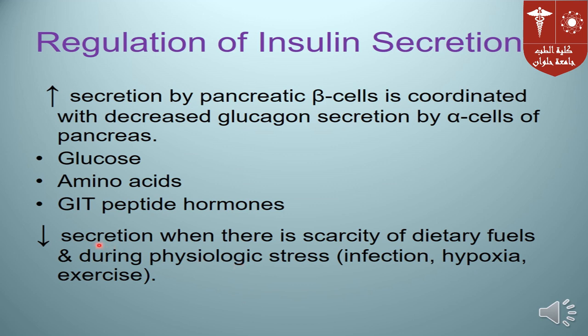So what decreases insulin secretion? When there is scarcity of dietary fuel, there is no intake. When dietary intake is decreased, there is decreased insulin secretion. Also during physiological stress, because during stressful condition we need to raise our blood sugar, like in case of infection, hypoxia, and during exercise.